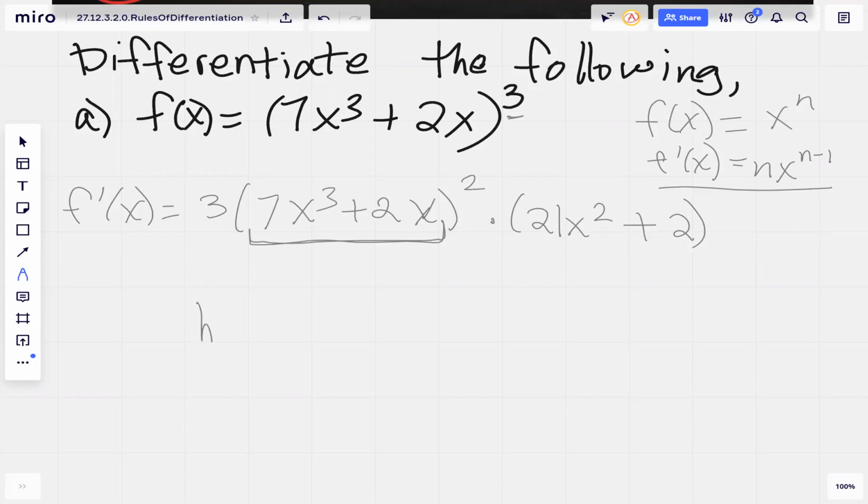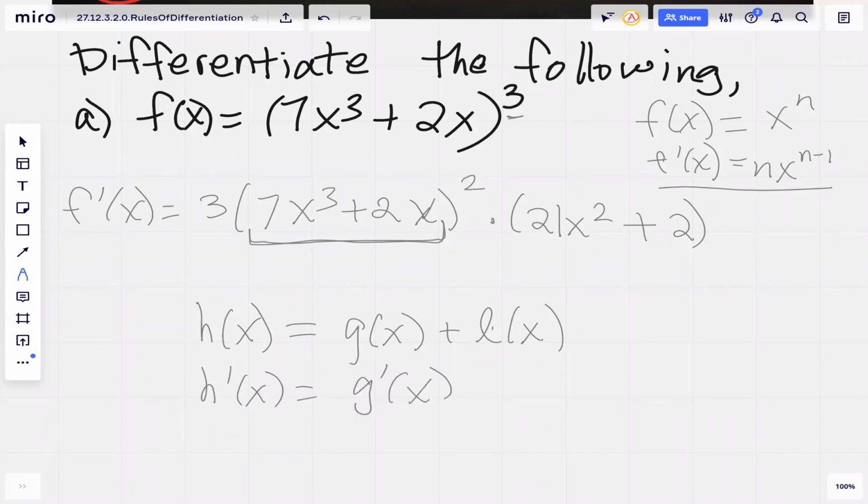So what is the addition rule? The addition rule is if our function h looks like, let's say, g of x plus, let's say, l of x, then h prime of x is g prime of x plus l prime of x. And correspondingly or equivalently, if we had g minus l, we get g prime minus l prime.